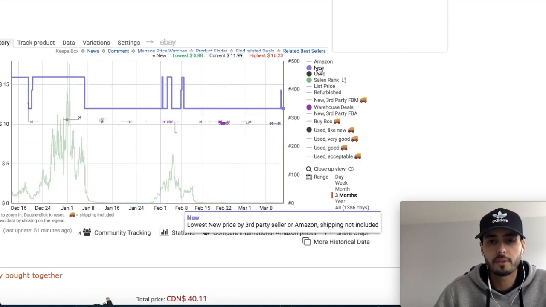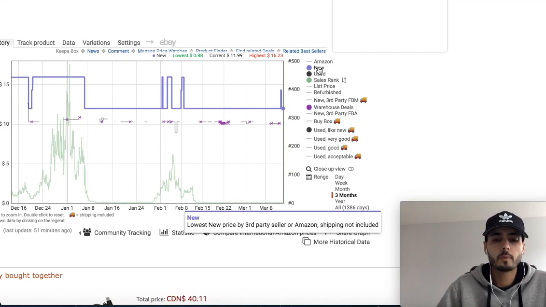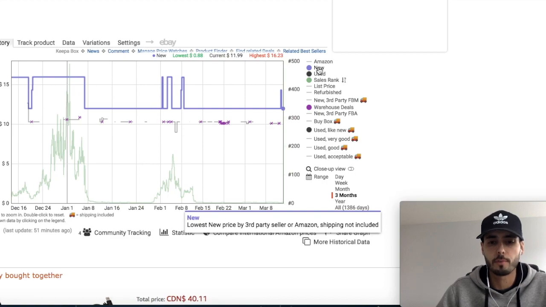So now the second thing we have here is New. Now what this means is, if you look at the bottom, the pop-up says the lowest new price by a third-party seller on Amazon, shipping not included. So exactly what it says, guys. This is a third-party seller. This is people like myself and like you.